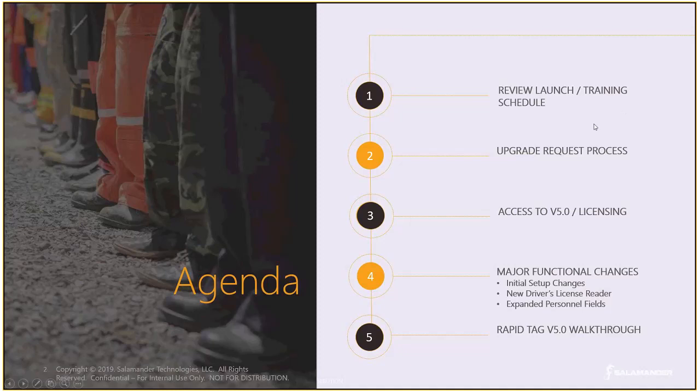We'll also go over the upgrade request process, and this is really more for how to request the version 5 update. And then we'll take a look at how to access version 5 as well as talk about licensing. And then we'll go over the major functional changes. There's basically 3 areas we're going to cover: the initial setup changes, the new Jarvis license reader, the expanded personnel fields, and, of course, the big ticket item, TwoWay Sync. We'll take a look at how that functions within our other solutions, and that's where we'll go through the RapidTag walkthrough.